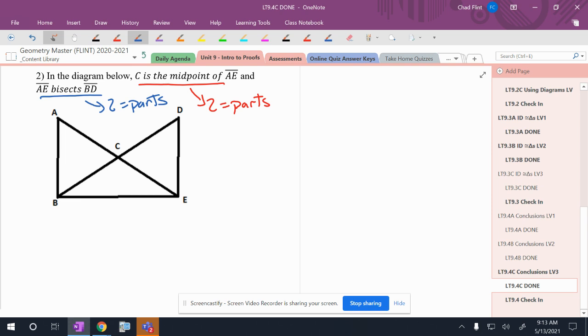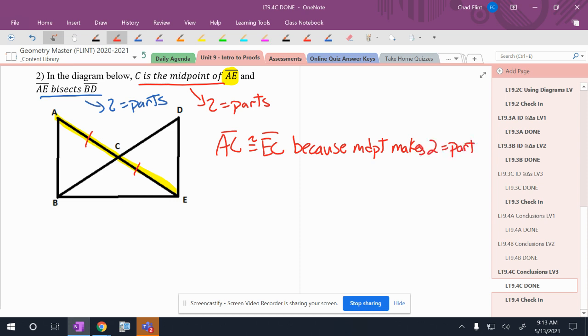So midpoint, AE has a midpoint, red. So the two equal parts are right there. So I'm going to write that statement. So AC is congruent to EC. And it doesn't matter what order those letters go in because midpoint makes two equal parts. All right, so that's taken care of.